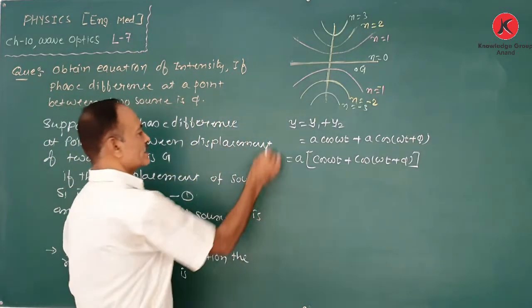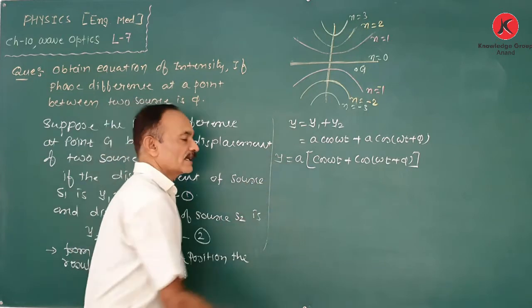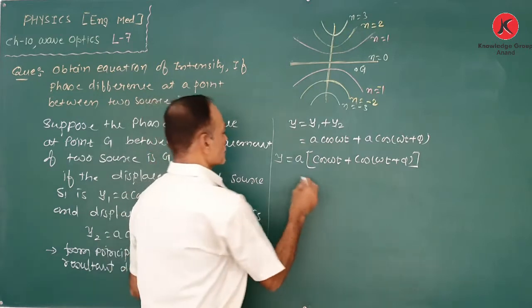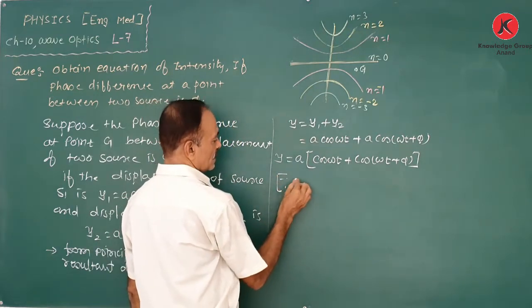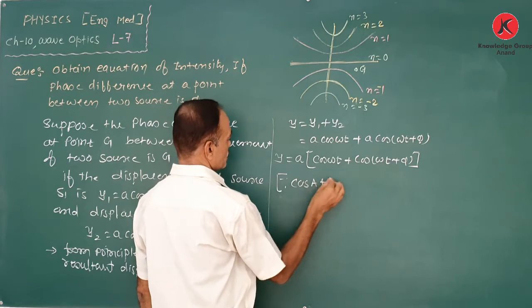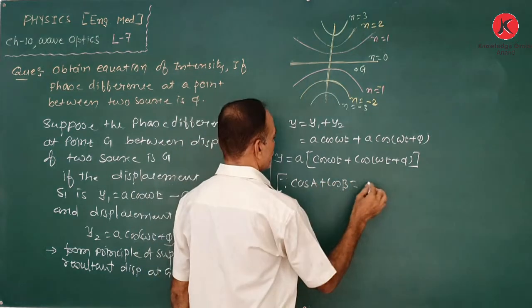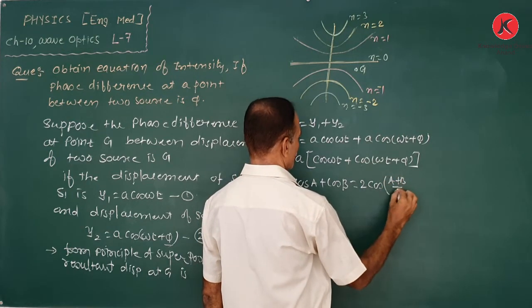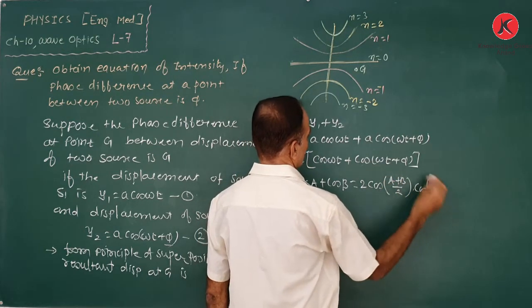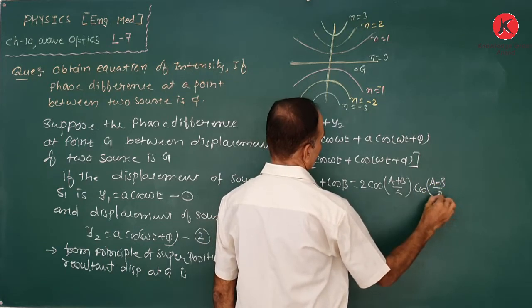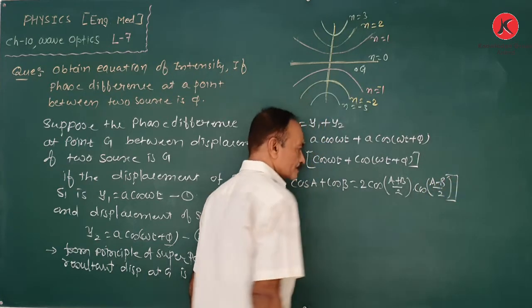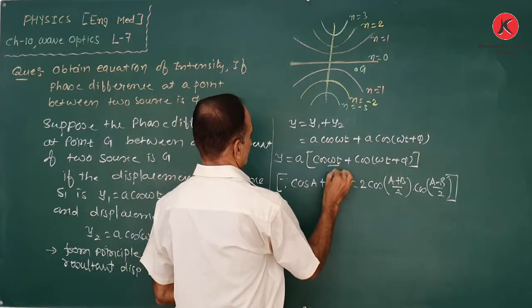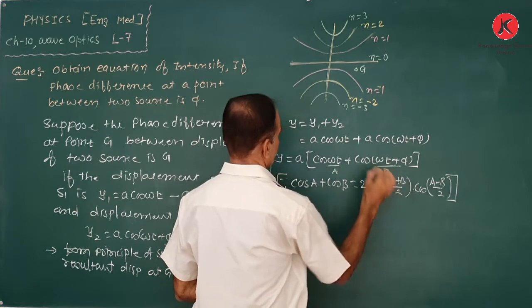Now how do we simplify it? Using the trigonometric equation, cos plus cos is 2 cos cos. So we are using this equation: cos A plus cos B is equal to 2 cos ((A plus B) by 2) into cos ((A minus B) by 2). So that is our A, and this term is our B.